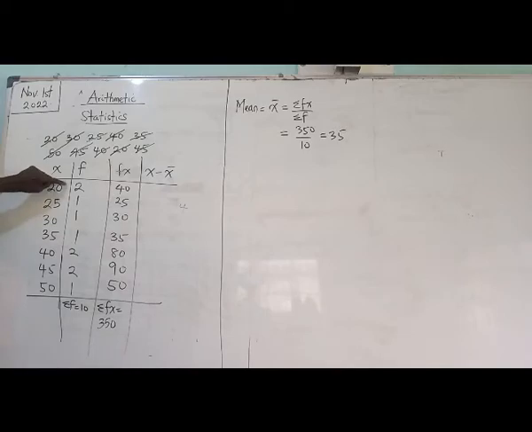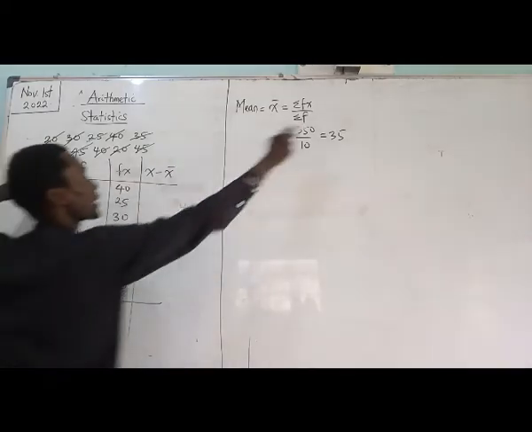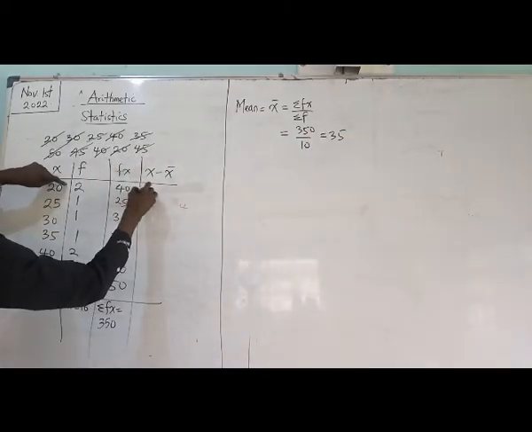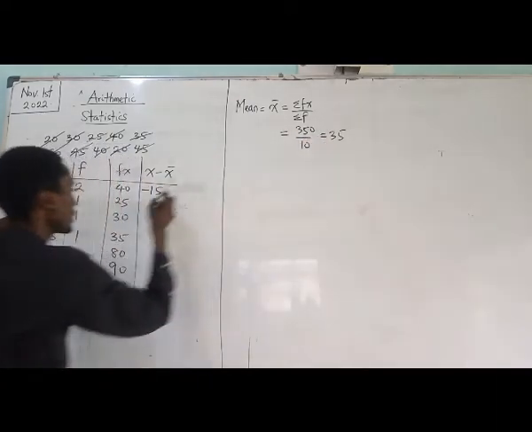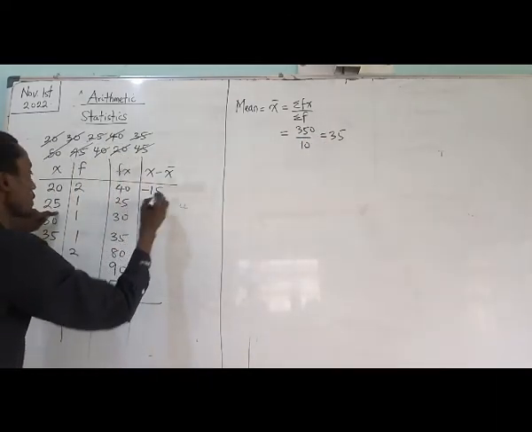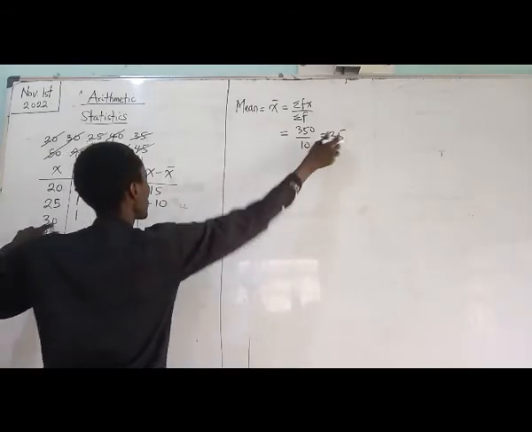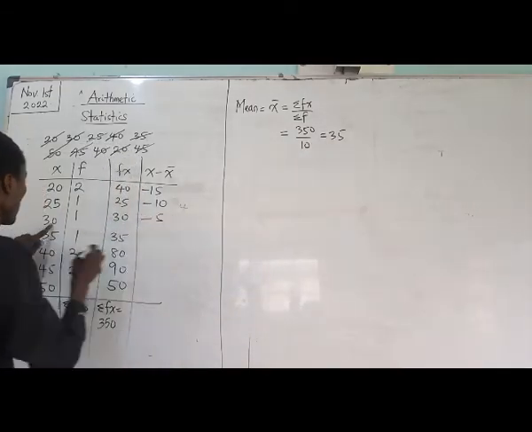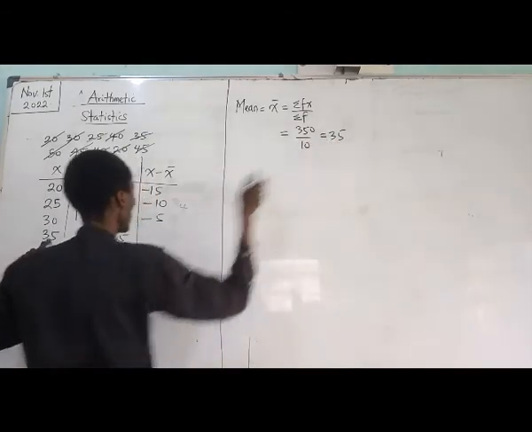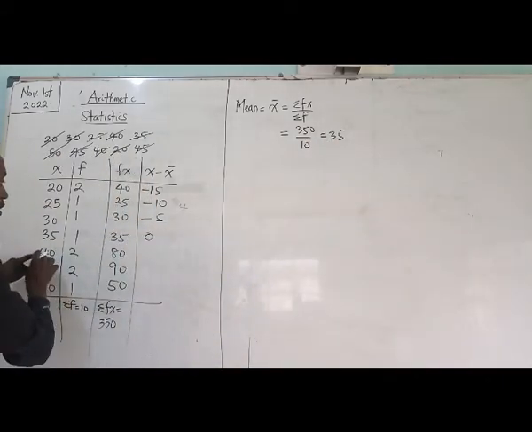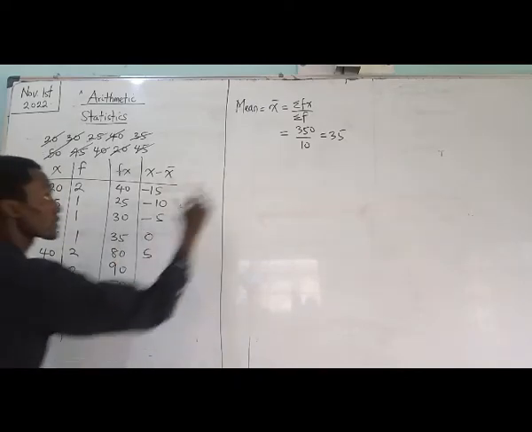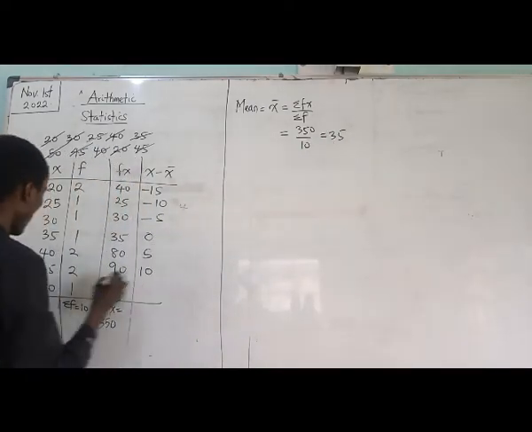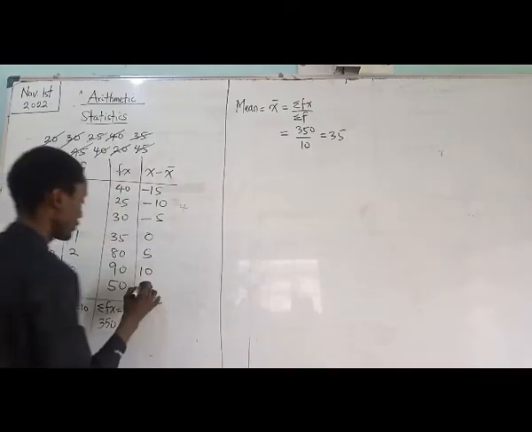I'll still keep my hand here. 20 minus 35 will give me negative 15. Is that not? 25 minus this will give me negative what? 10. Is that not? This minus this will give me negative 5. Is that not? This minus this will give me what? 0. This minus this will give me what? 5. This 10. And this 15.